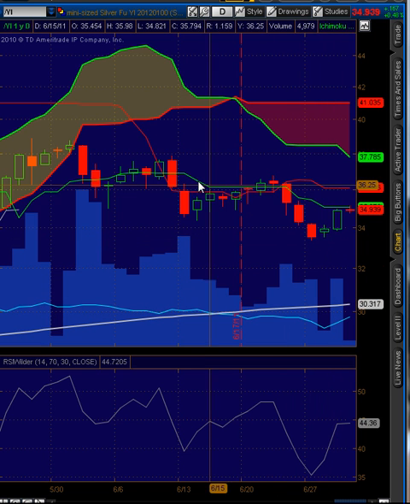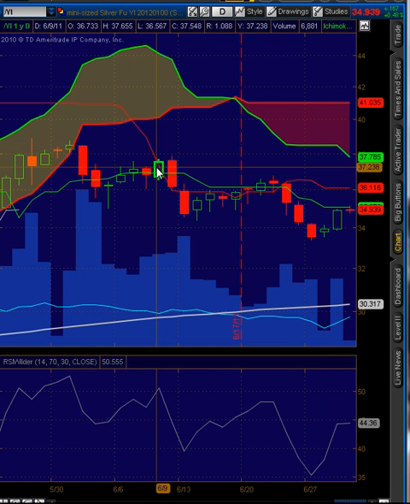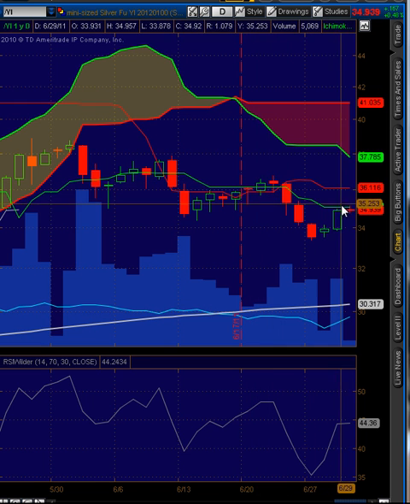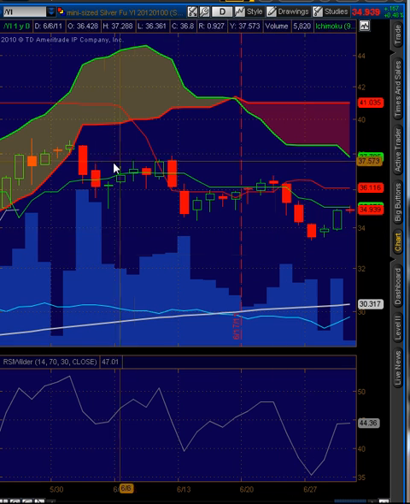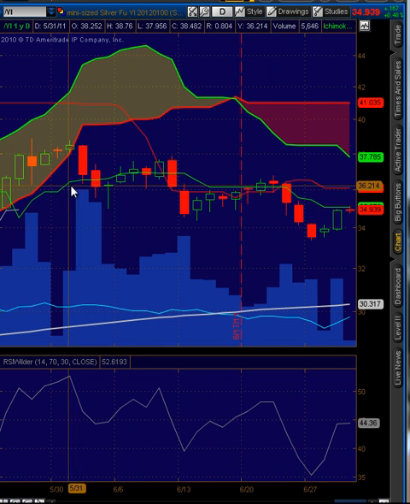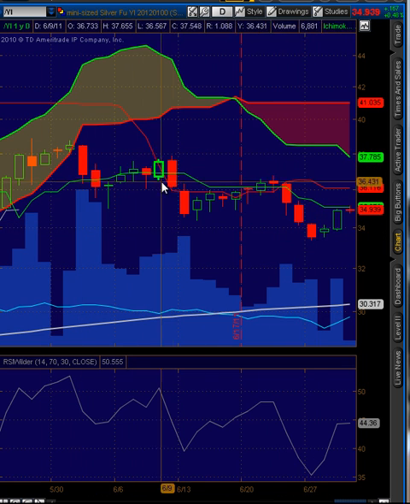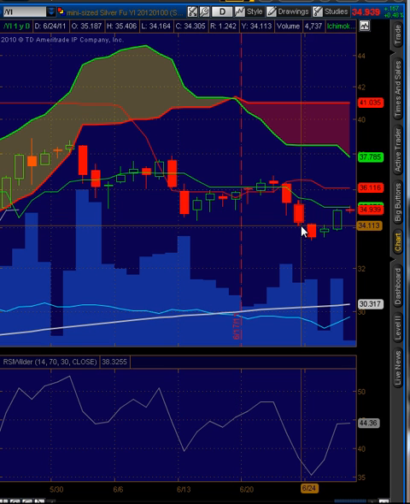And you see that for a while we've been having lower highs, and then we have lower lows. So the steady trend is downward. So we have some bearish bias in this market.